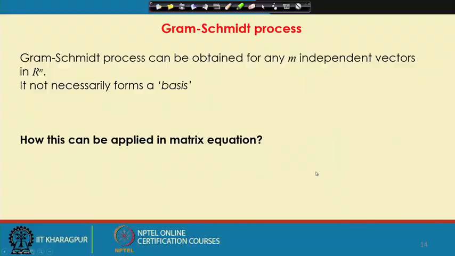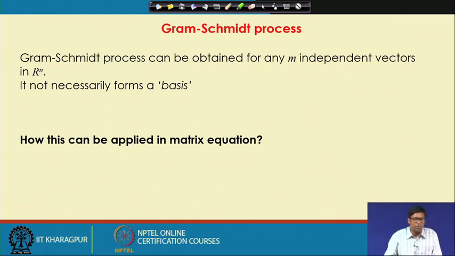So the Gram-Schmidt process can be applied to m independent vectors in Rn. It is not necessary that they form a basis. You just have to have a few independent vectors, and then you create mutually orthogonal vectors out of them.